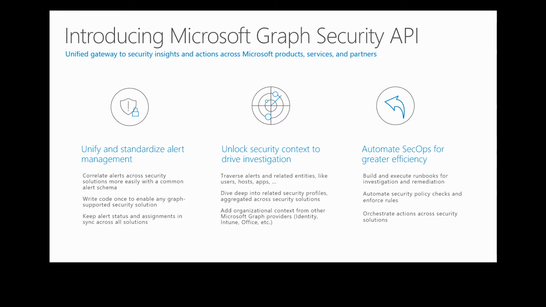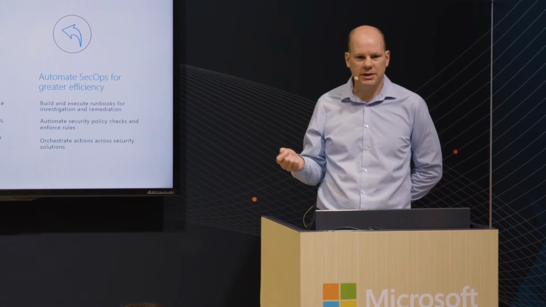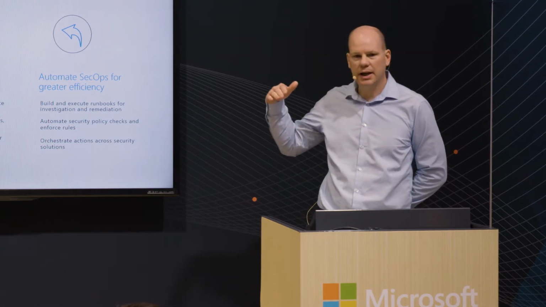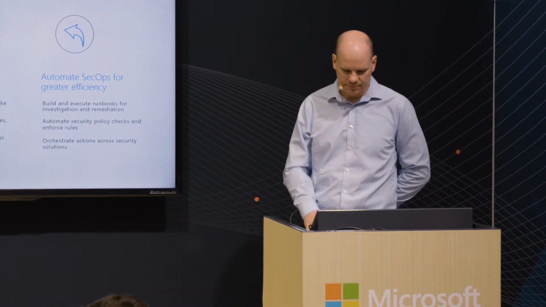So if you've got Palo Alto Networks, you're an Anomali customer, you're a Secure Terrain customer from PwC, they've already done proof of concept integrations with this API. And as we get further on towards general availability, you'll see more and more third parties come on board.